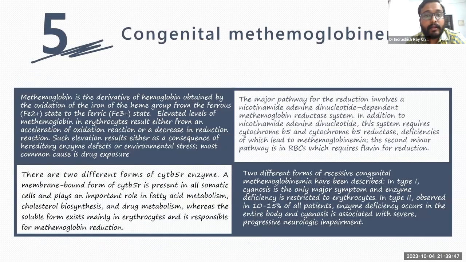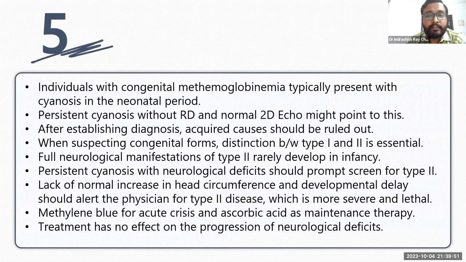So, this is a brief discussion on methemoglobinemia. Individuals with congenital methemoglobinemia typically present with cyanosis in the neonatal period, so that's how we pick it up. Persistent cyanosis without respiratory history and a normal 2D echo might point to this. After establishment of the diagnosis of methemoglobinemia, acquired causes should be first ruled out.